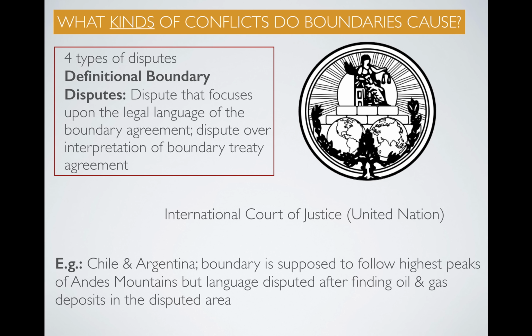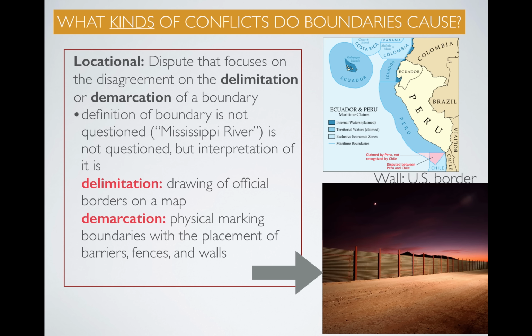So definitional boundary disputes are over the legal language of some sort of boundary agreement. One state believes that they have a claim to it, the other state believes they have the same, based upon some sort of treaty or agreement between the states. Second type of boundary dispute is a locational boundary dispute.